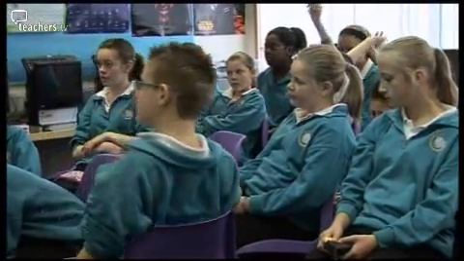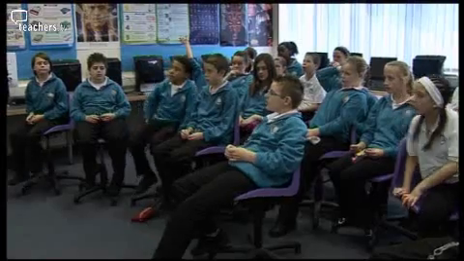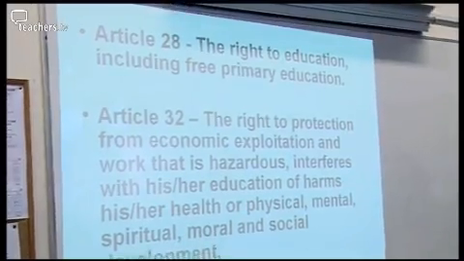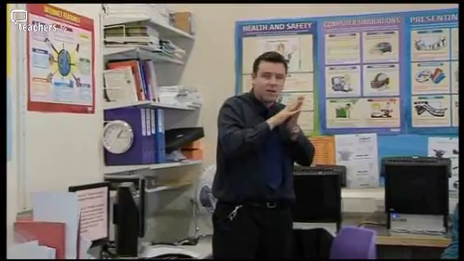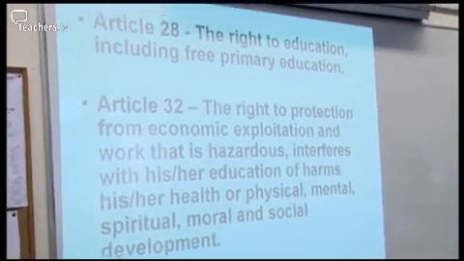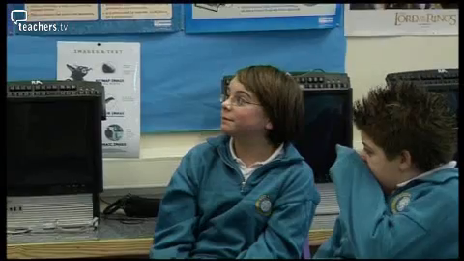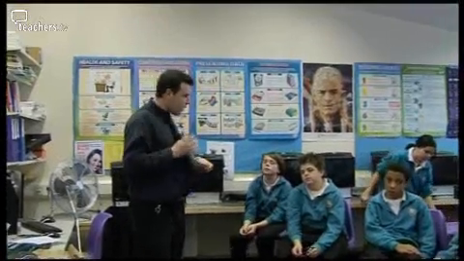Frank wants to make it clear that not only is having to pay for education unfair, it also contravenes the rights all children should have. He's taken two articles from the UN Convention on Children's Rights, which directly relate to Anil's life. Would somebody like to read that out? The right to education, including free primary education. Frank wants the students to recognise that the rights they take for granted don't apply to many children who work. What I'd like to do is give you one of these each.